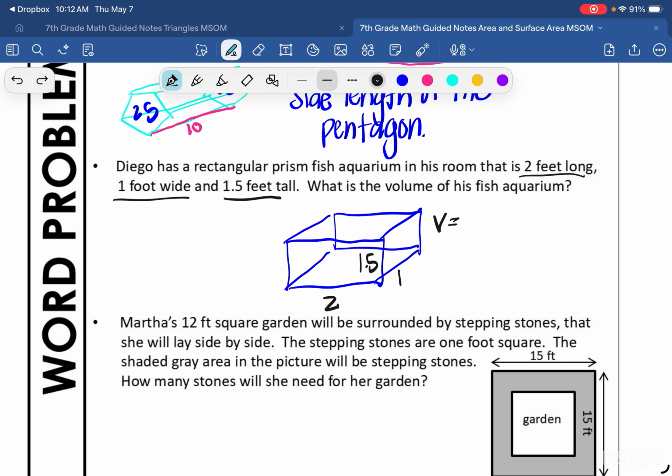So now I need to find the volume. So the volume is going to be the area of the bases, which is right there. So 2 times 1.5, and then the distance between the bases, which is 1. So times all that together, and I get 3 cubic feet.